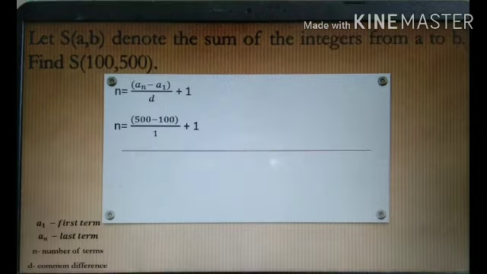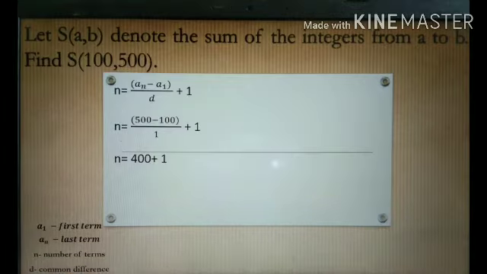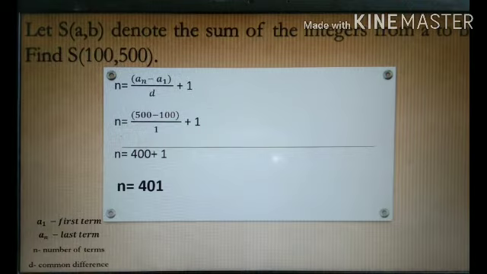By substitution, the last term is 500 and the first term is 100 and the common difference is 1. So this will be 500 minus 100 over 1 plus 1. That will be n is equal to 400 plus 1. So the number of terms is 401.